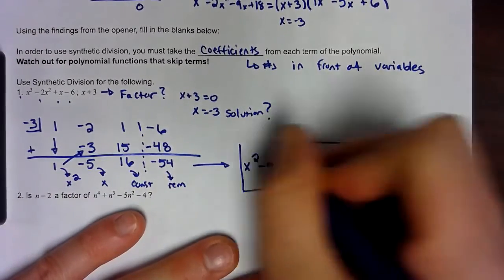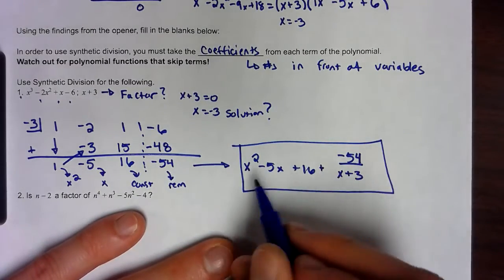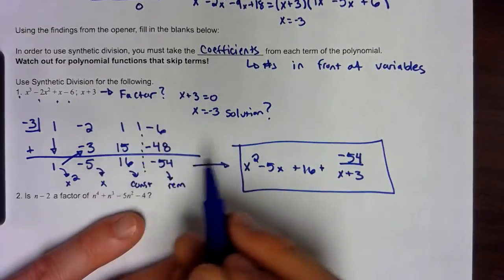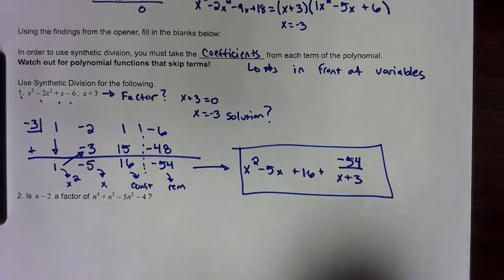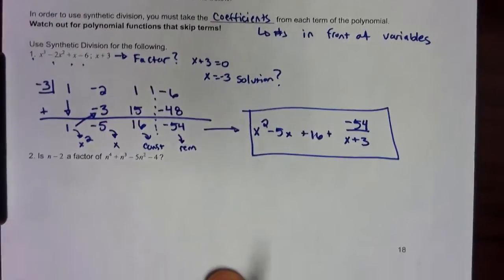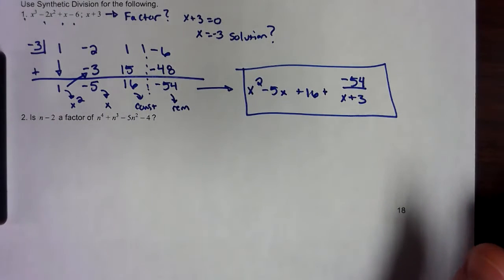Okay, so this portion here signals to us that there is a remainder, and thus this is not a factor, or x plus 3 is not a factor of our original polynomial. Right, so if it's not a factor or solution, we don't care about it. We want them to be factors. We want them to be solutions.